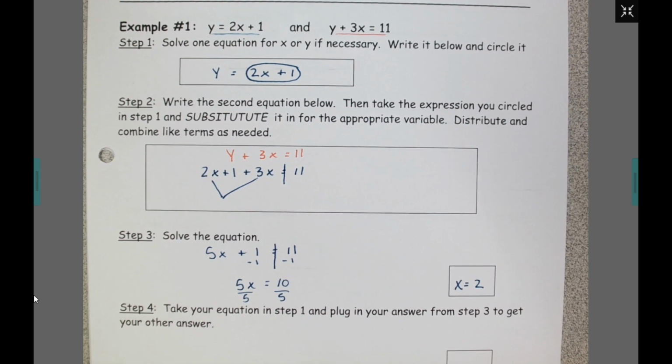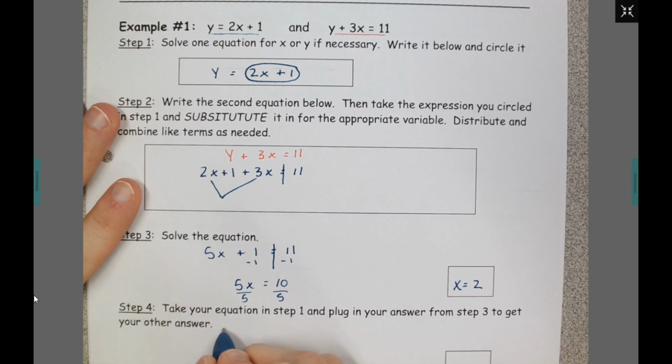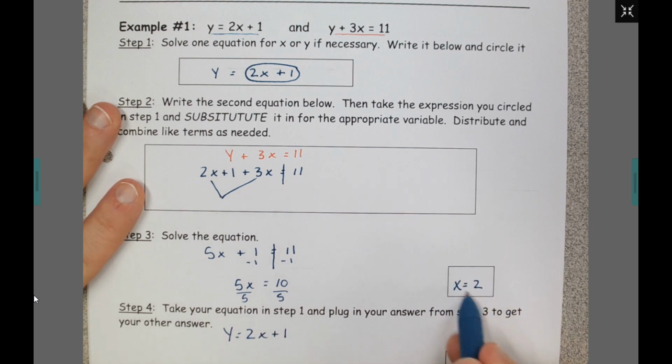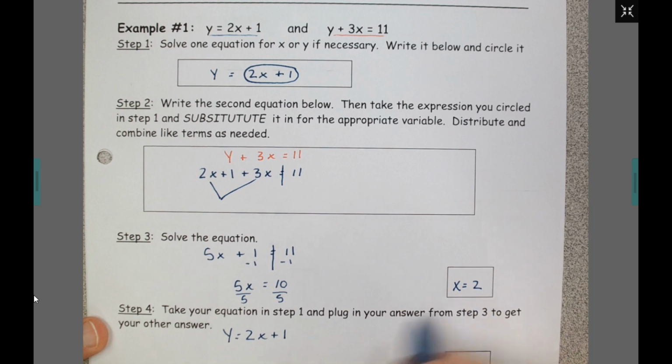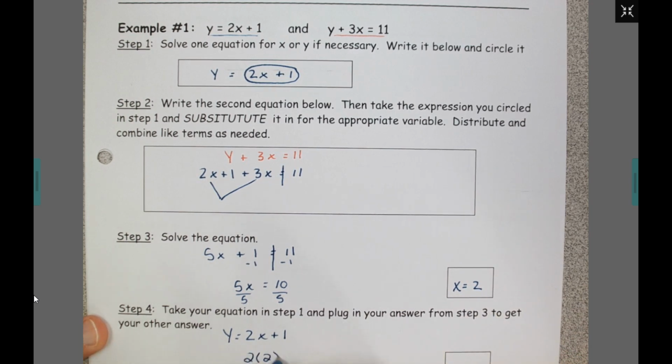Our last step is we have to take our equation from step 1, y equals 2x plus 1, and plug our answer from step 3 in to get our other answer. Because on these you need an x and a y. So I take the 2 and plug it in. You're left with 2 times 2 plus 1. Solve that, and you're going to get y equals 5.